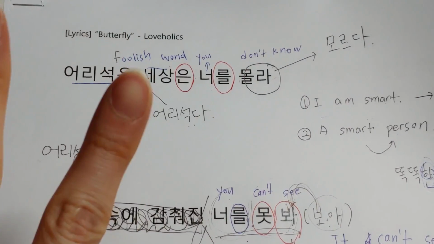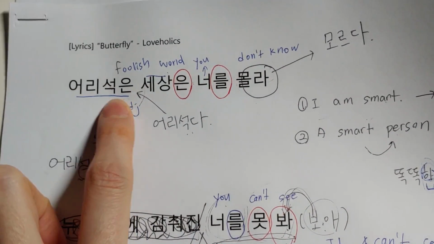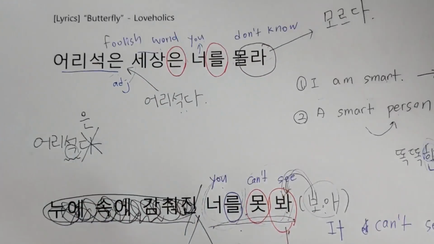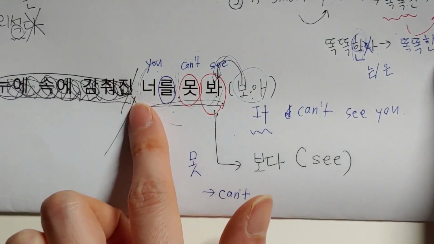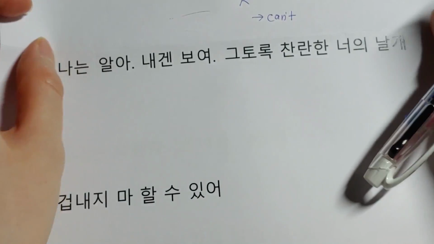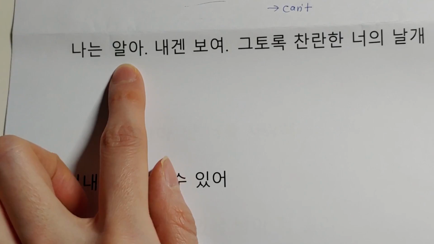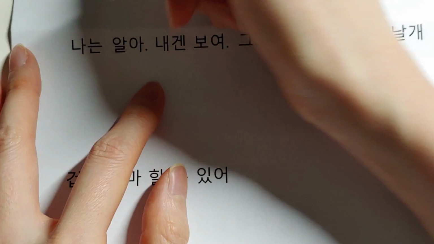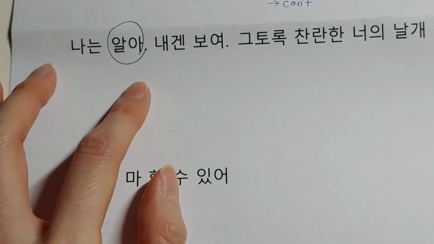So we just covered two lines. The foolish world, 어리석은 세상은 너를 몰라. The foolish world doesn't know you, and 너를 못 봐. The foolish world can't see you. And moving on to the next sentence, we're only going to look at the verbs here. So 알아 is the verb that we learned in the previous lesson.